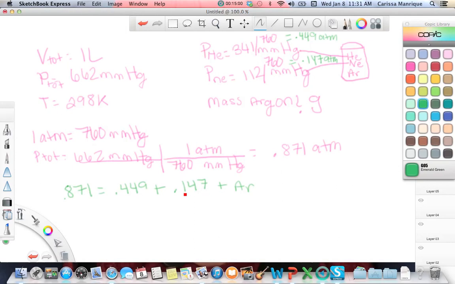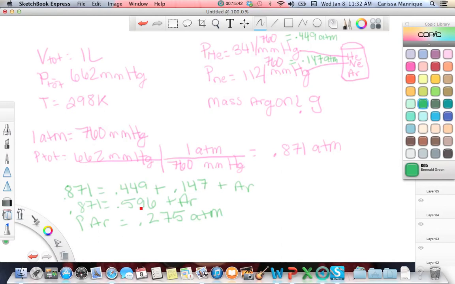If we add these numbers here first, 0.449 plus 0.147, we get 0.596. So 0.871 equals 0.596 plus argon. Now bring this over to solve for argon, and the argon pressure then equals 0.275 atmospheres. That would be 0.871 minus 0.596.